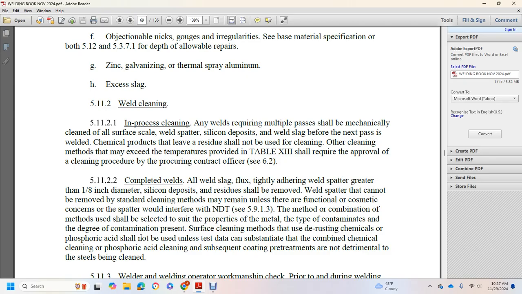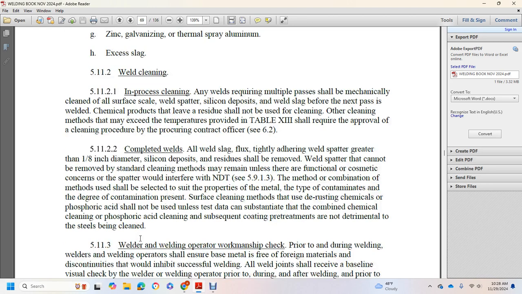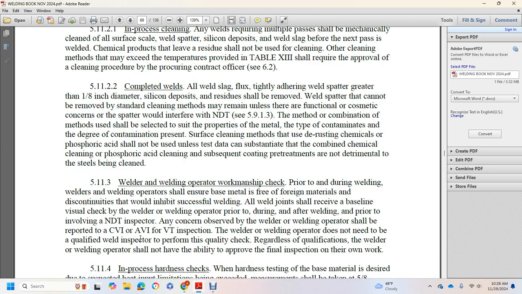The cleaning method should be selected with regard to the properties of the metal, the type of the contaminants, and the degree of the contamination present. Surface cleaning methods using rust removing chemicals or phosphoric acid should not be used unless tested, as chemical cleaning or phosphoric acid cleaning and subsequent coating can be detrimental to the metal being cleaned. Welder operator workmanship check. Prior to and during the weld, welder operators shall ensure the base metal is free of foreign materials, as it would inhibit the successful welding.